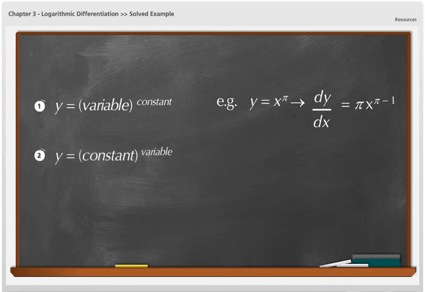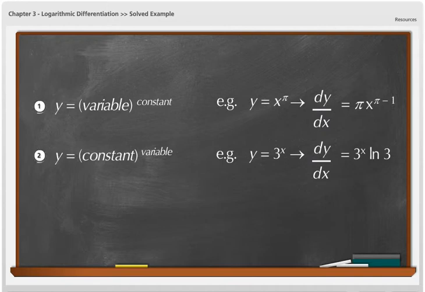Also, we have another expression that we encounter in this chapter, where y is equal to a constant raised to a power where the power here is going to be a variable. Such an expression, we call an exponential function. An example of this one is y is equal to 3 to the power x, and the derivative of an exponential function is going to be 3 to the power x times ln of 3.